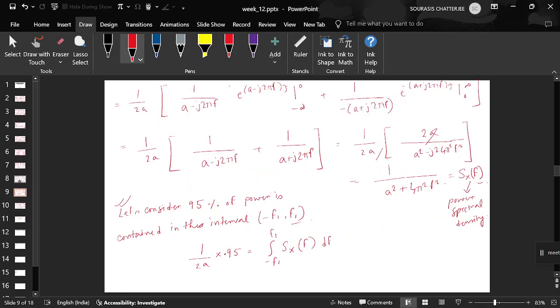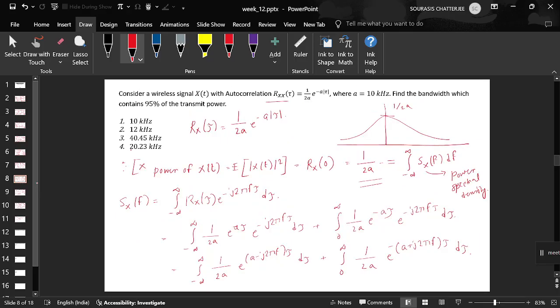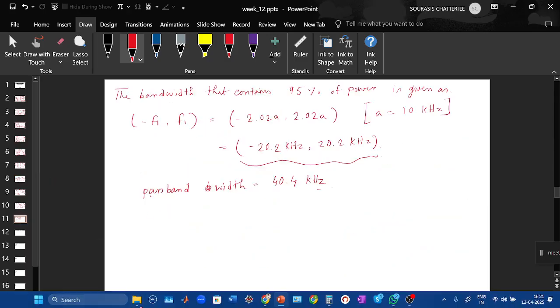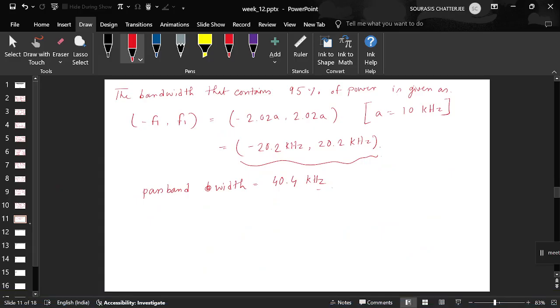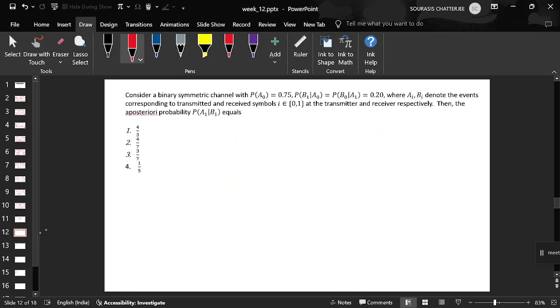So if I look at the options, the closest one is 40.45. Actually it might be 40.45 because I have just ignored a few terms after the decimals. If you consider them up to three places after the decimal, then you will maybe obtain 40.45. So with that, let us move to our next question.